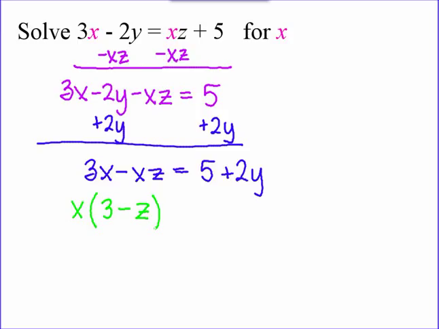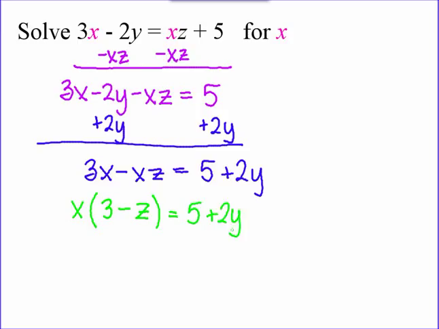If I look at this and distribute my x, I would have 3x minus xz. So basically I took the x away from the 3, took the x away from the z. Kind of split up the couples. And then that's going to equal 5 plus 2y.